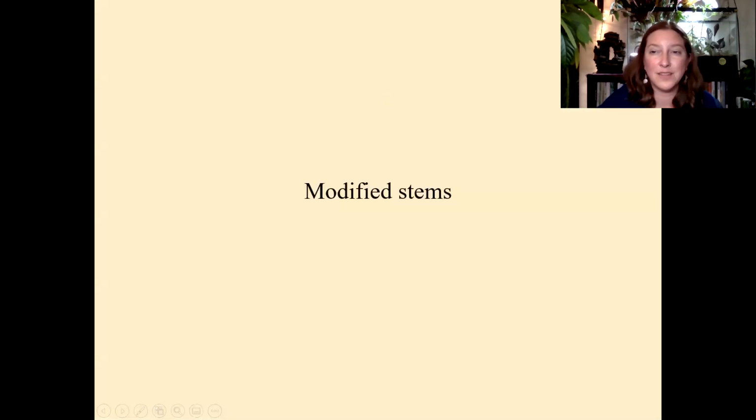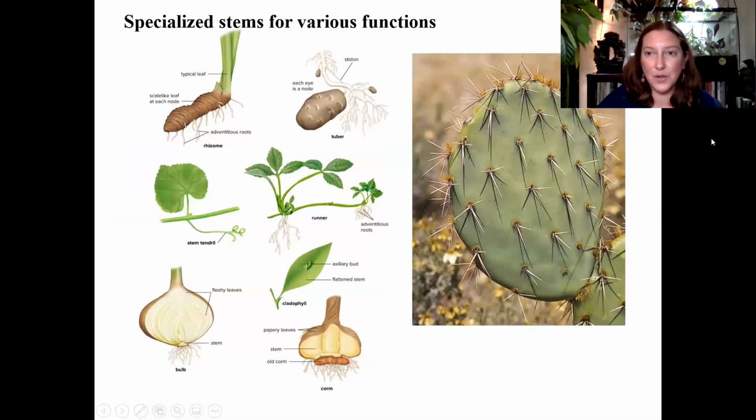This is the last part of this lecture, yay! Okay. Modified stems. So here you go. Sometimes because of different evolutionary pressures, certain plants have adapted to their environments by having these kind of stem modifications. A lot of times the purpose of these stem modifications is to store food or water.